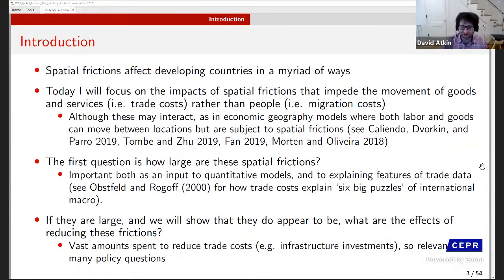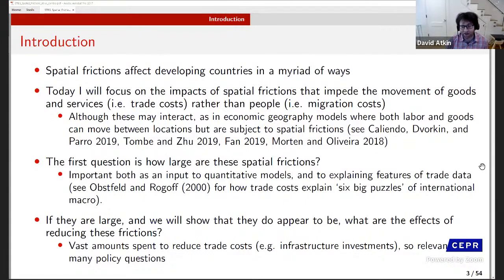Why do we care how large they are? Well, the obvious reason is if we're writing down models, and often quantitative models, trying to understand the impacts of these frictions or how things might change if you change these frictions, we need some measures of the frictions. And so they're important inputs in that way. But also from a positive perspective, it's important to understand the trade data, understand why it has the features it does.